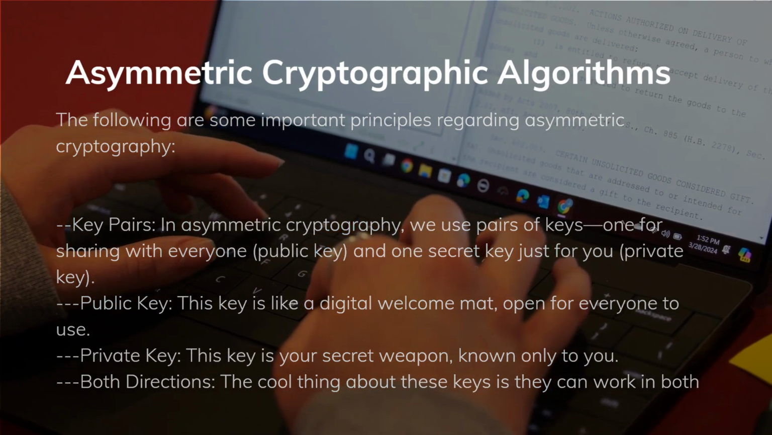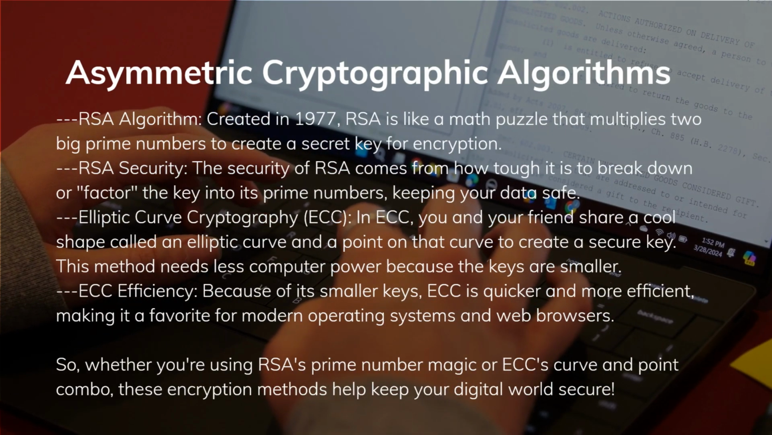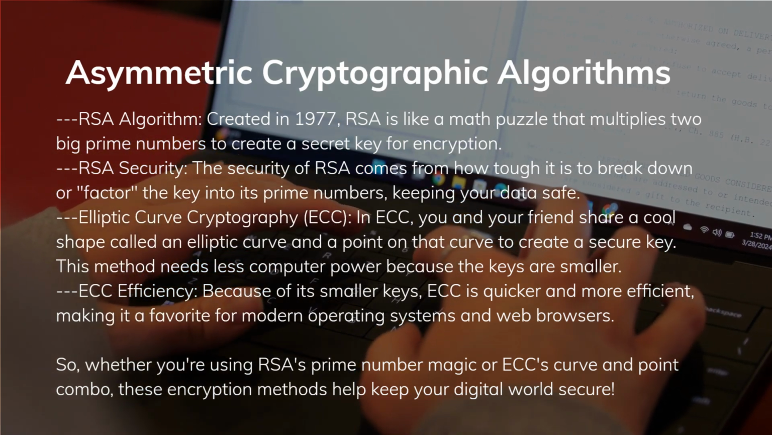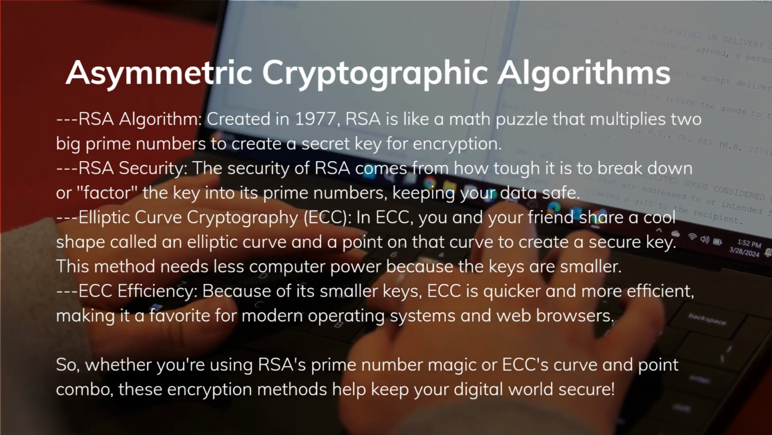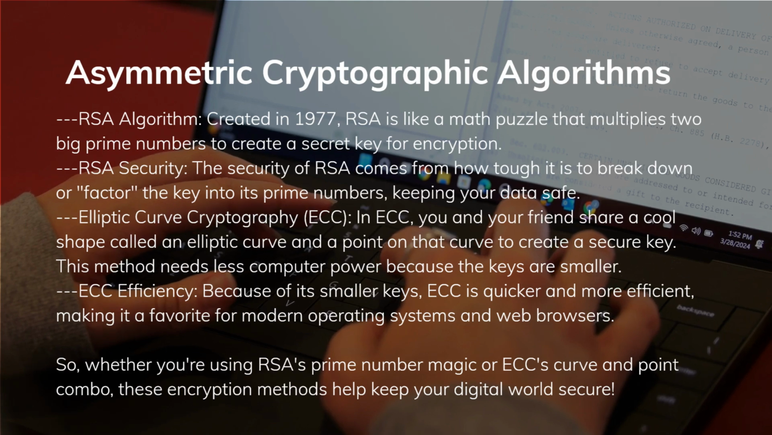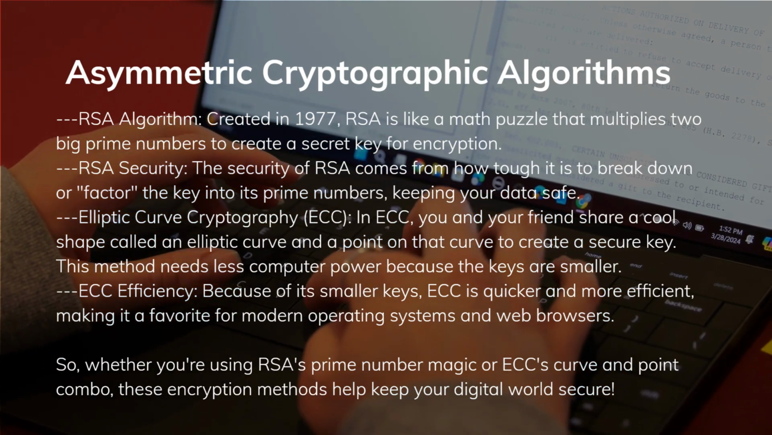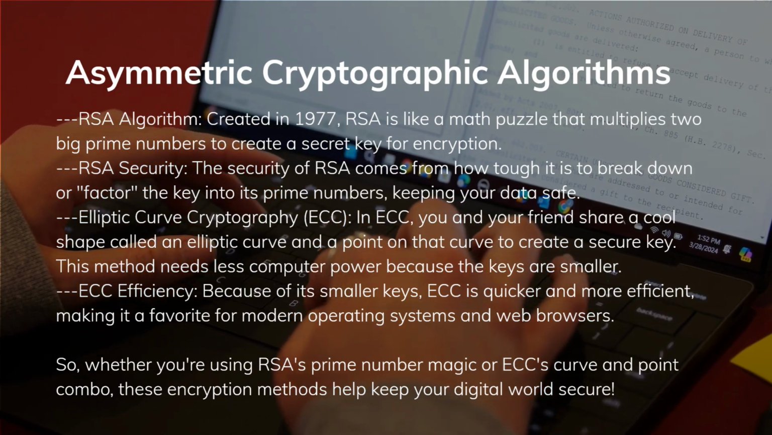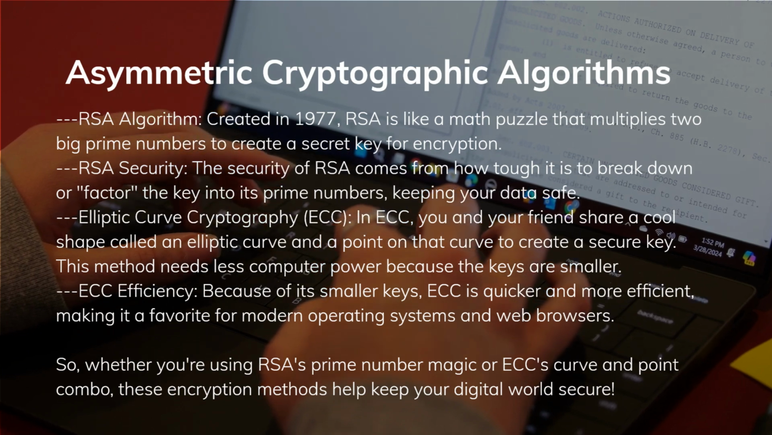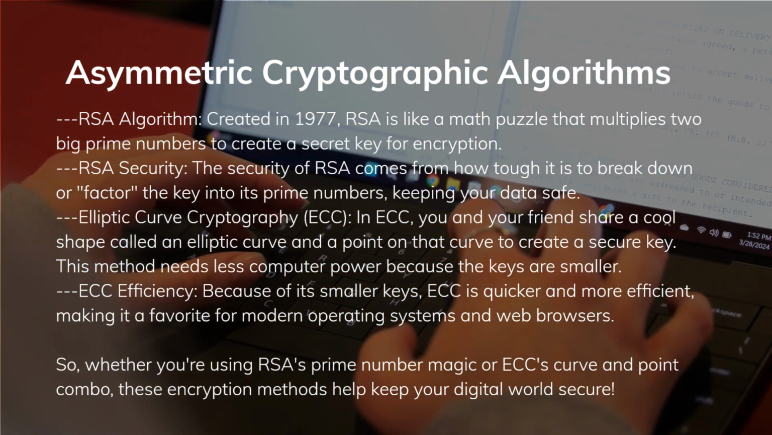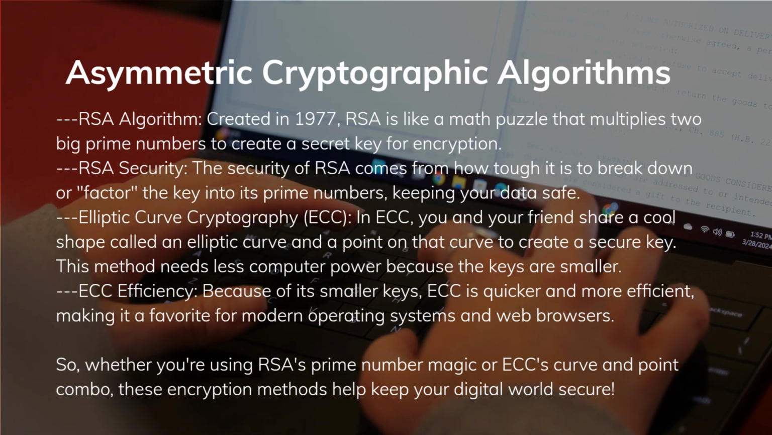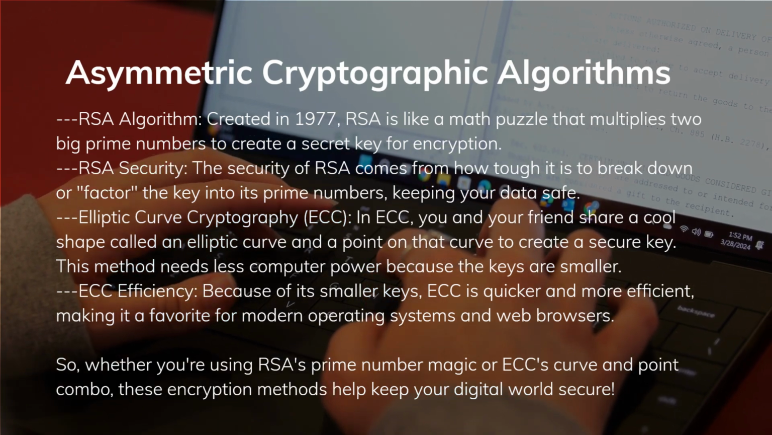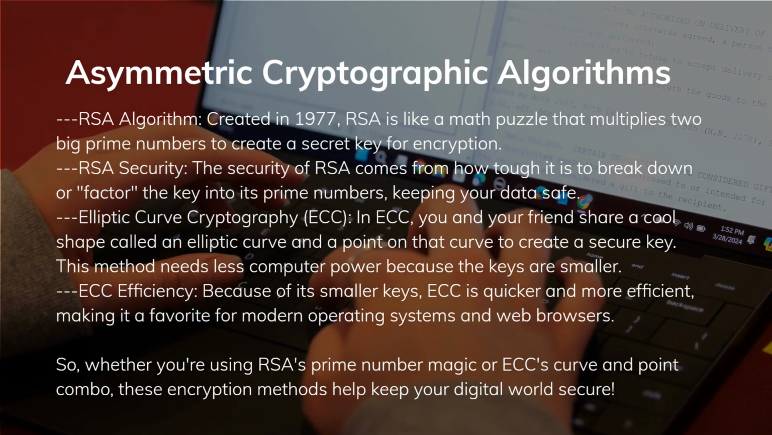RSA and ECC are two cool ways to keep your digital secrets safe. RSA, like a tricky math puzzle, uses big prime numbers to create a secret key that's hard to crack. It's like having a super secure lock for your messages. On the other hand, ECC is like sharing a secret shape and point with your friend to create a key. Because the keys are smaller, ECC is faster and loved by modern devices. So whether it's the math magic of RSA or the speedy ECC, your digital secrets are in good hands.